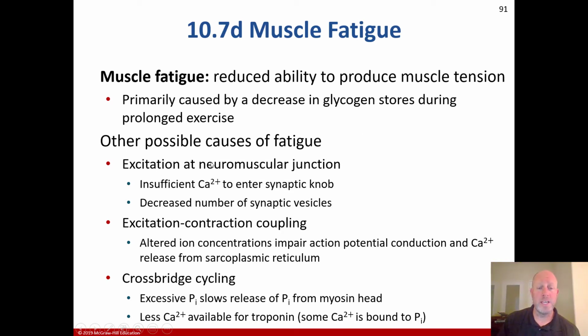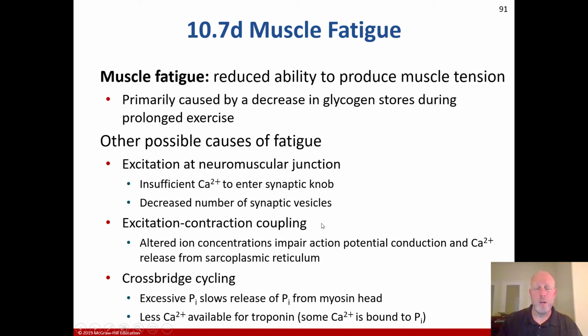Other possible causes are at the neuromuscular junction, where there's insufficient calcium entering the synaptic knob. That plays a role. There's a decreased number of synaptic vesicles in this case. In excitation-contraction coupling, there are altered ion concentrations that impair action potential conduction and the calcium release from the sarcoplasmic reticulum. And in cross-bridge cycling, excessive inorganic phosphate, as we just mentioned, slows release of the phosphate from the myosin head, there's less calcium available for troponin, and some calcium is bound to inorganic phosphate. Consequently you lose capacity to produce more force or keep going, and you start to fatigue as well.